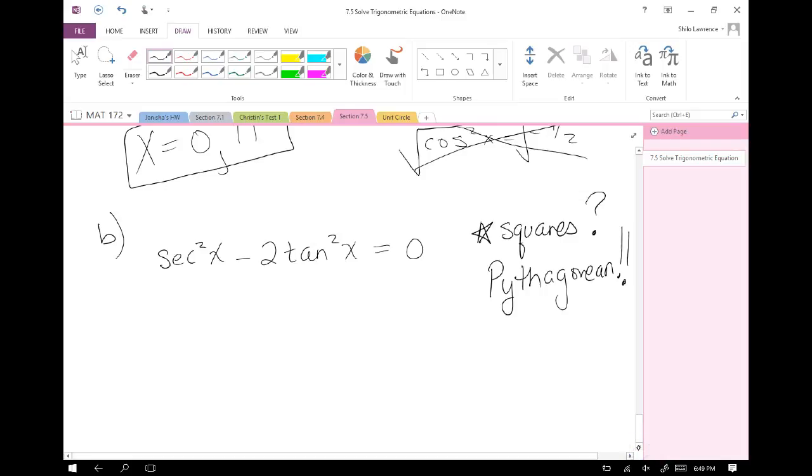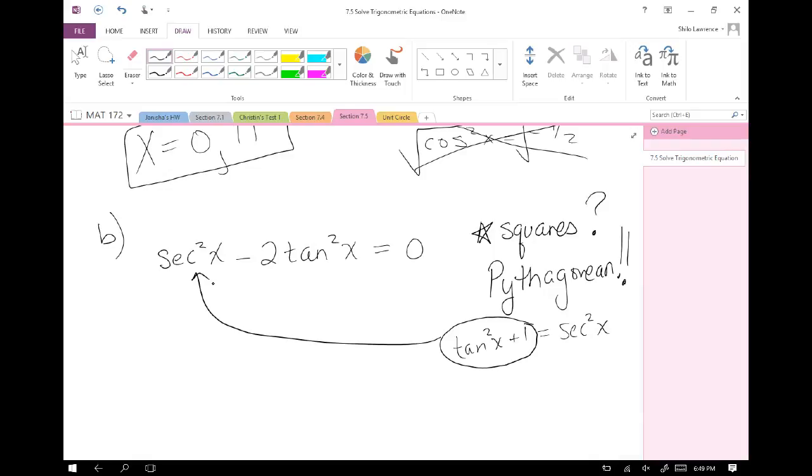So take a look back at your Pythagorean identities, and one of them says that tan squared plus 1 equals secant squared. I'm going to use that. I'm going to replace secant squared with tan squared plus 1. I'm going to see if that's going to help me. I think it's going to. At least then, there will only be one type of trig function in the problem, instead of two different types of trig functions in the problem.